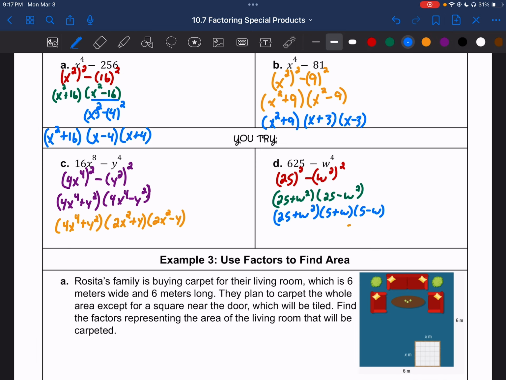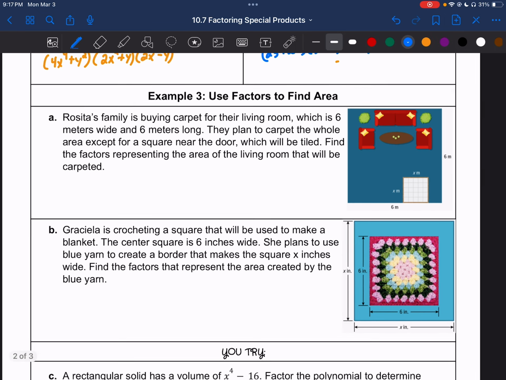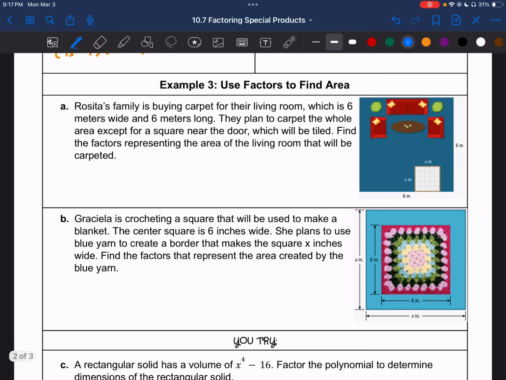All right, so now example number 3 is going to be using factors to find area. So Rosita's family is buying carpet for their living room, which is 6 meters wide and 6 meters long, so it's a square. They plan to carpet the whole area except for a square near the door, which will be tiled. Find the factors representing the area of the living room that will be carpeted.